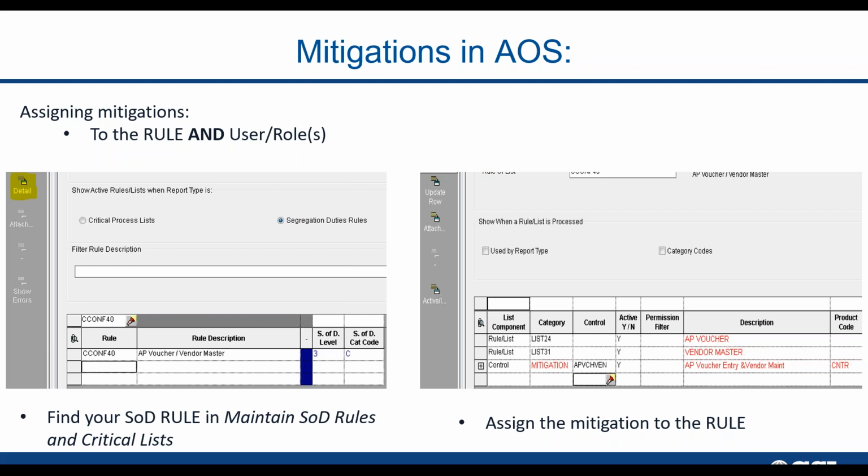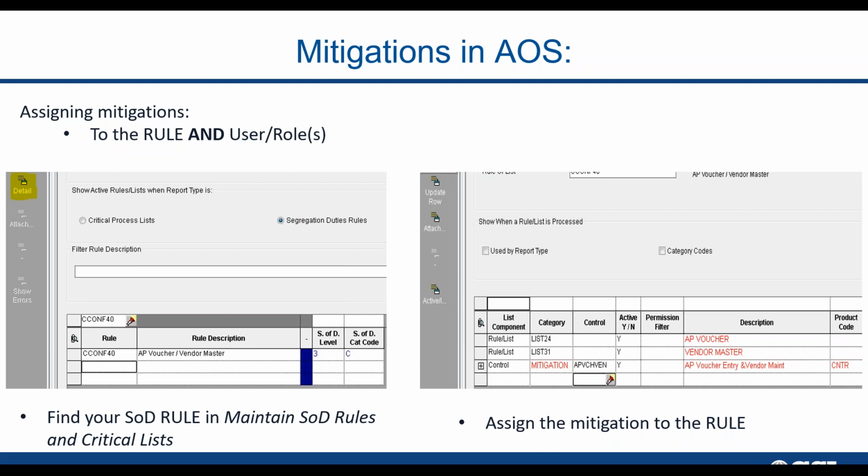vendor maintenance. You click on the little detail up in the top left because we want to go into this rule here and see how it's set up. And then on the screen over here on the right, you can see that there's two lists. Like I mentioned before, a rule is made up of two lists, and you have to have at least one program from both sides of that list to be in violation of that rule. So as you can see here, it's list 24 for this and list 31. You look in the description, because that really doesn't mean a whole lot to us, is AP voucher and vendor master. So we are in the right one.